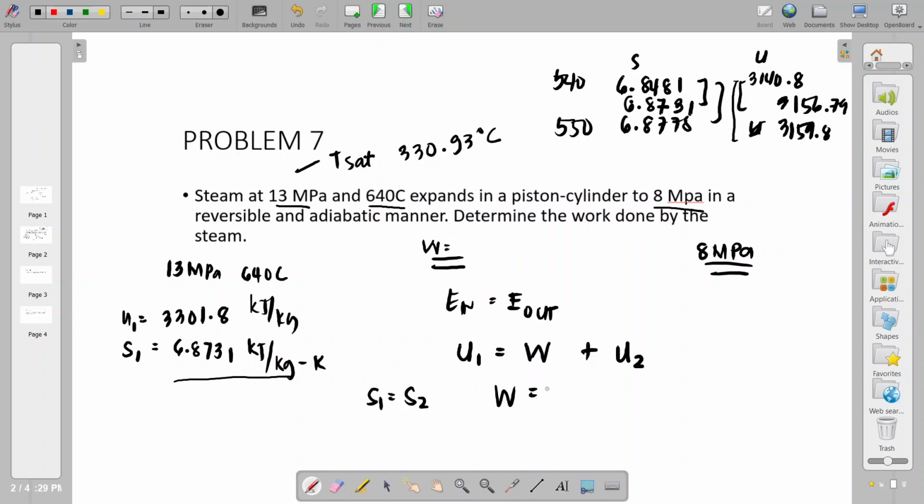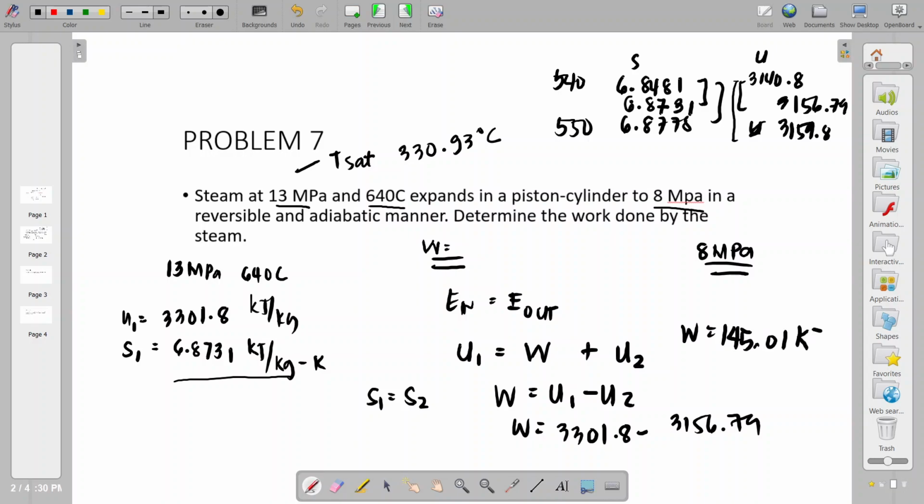Work is equivalent to U1 minus U2. So, work is equivalent to 3301.8 minus U2 na 3156.79. So, that is 3301.8 minus 3156.79. That is equivalent to 145.01 kilojoule per kilogram. Okay.